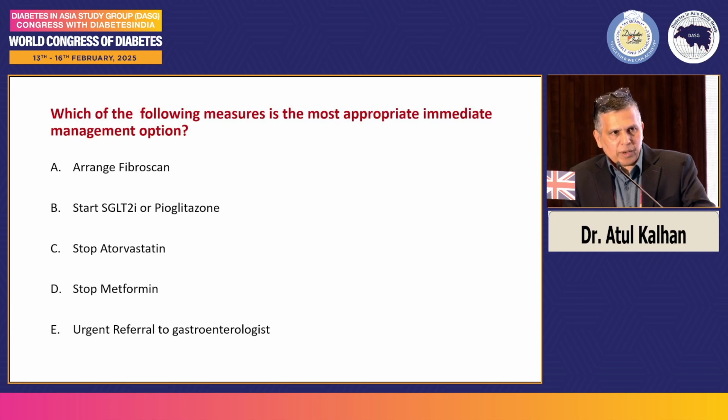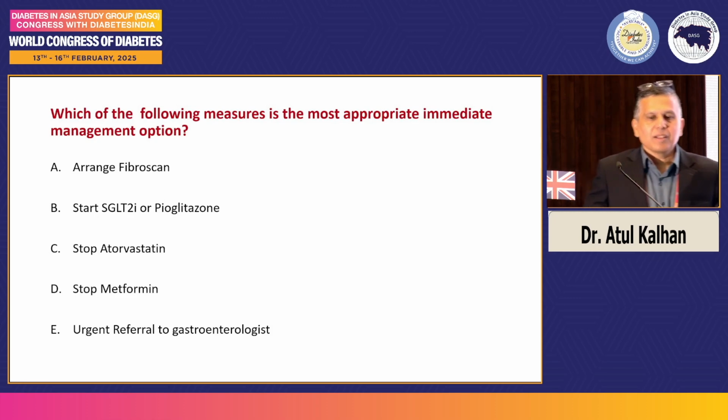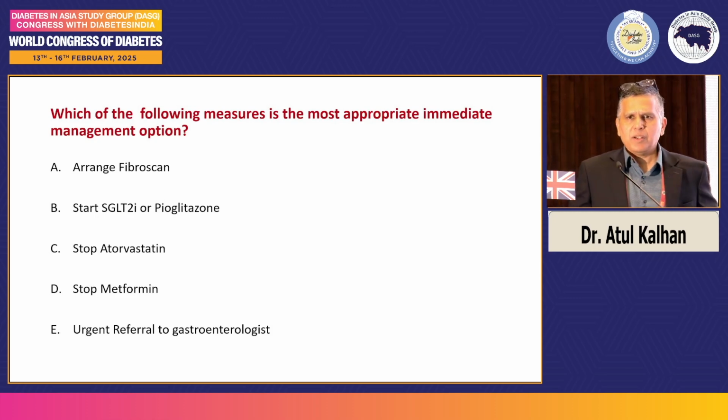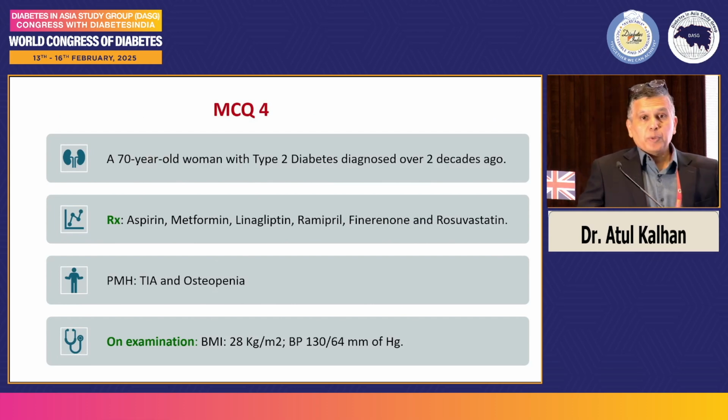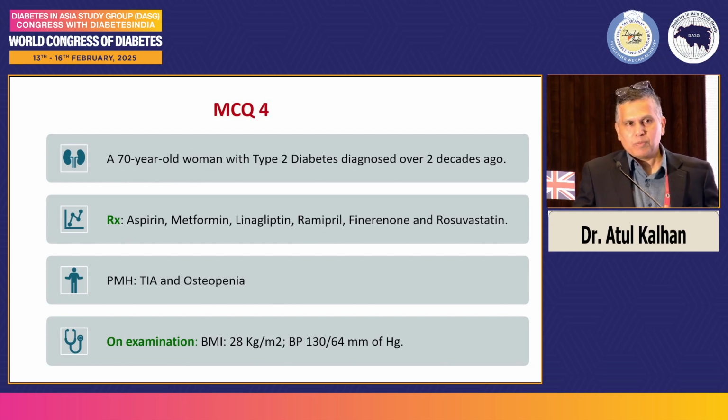how many will go for A? Pardon? E, is it? B, start SGLT2. Happy, or is there any consensus here? I'll show you the scenario again. I can't go back. So the FIB-4 score was 1.3, borderline. I would have optimized the therapy using SGLT2, right? Or pioglitazone at a low dose. I don't use more than 15 milligrams, right?